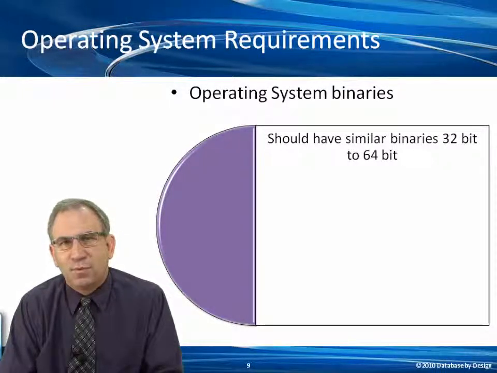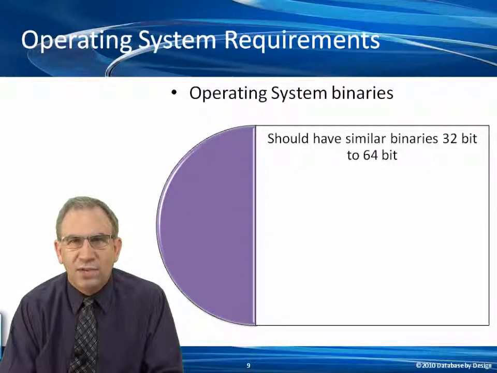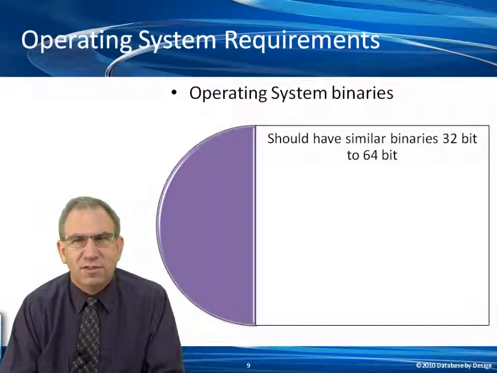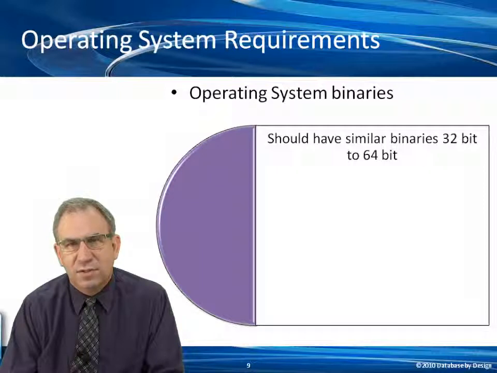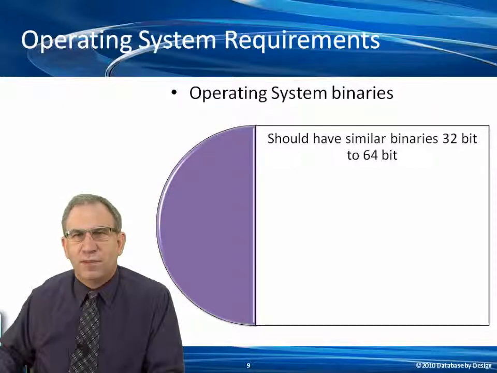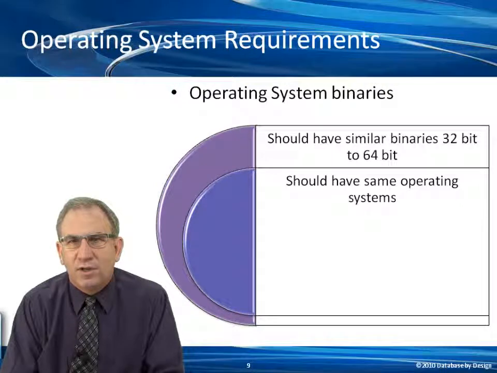Okay, when we talk about operating system binaries, we're saying that they should have similar binaries. We should be converting a 32-bit system to a 32-bit system, or a 64-bit system to a 64-bit system. We don't particularly want to commingle a 32-bit system with a 64-bit system. So the operating system, we should have the same binaries. We also want to make sure that you have the same operating systems.